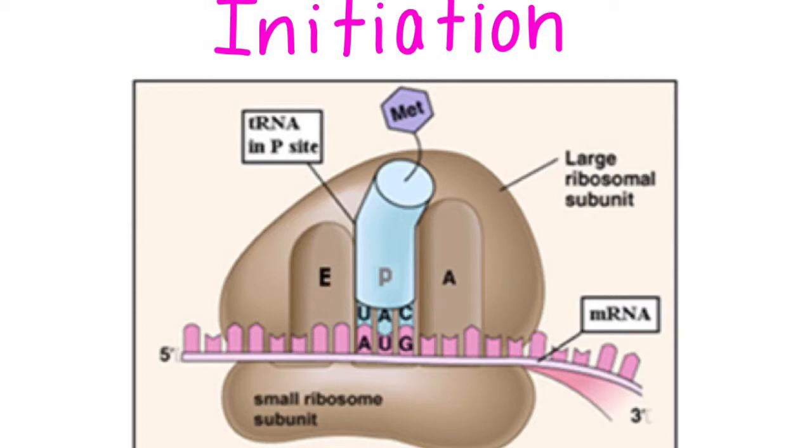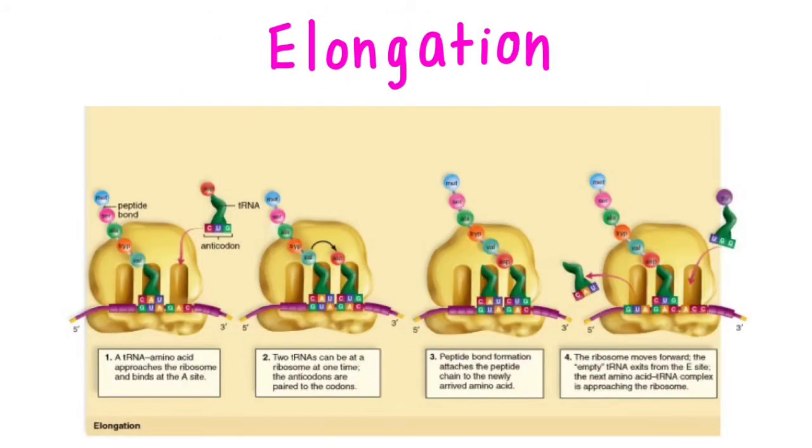Initiation is the step that brings all the translation components together. Proteins called initiation factors are required to assemble the small ribosomal unit, the mRNA initiator, tRNA, and the large ribosomal unit for the start of protein synthesis.